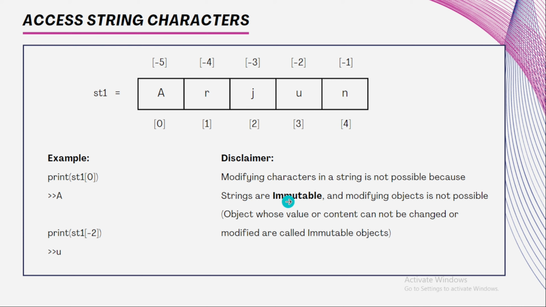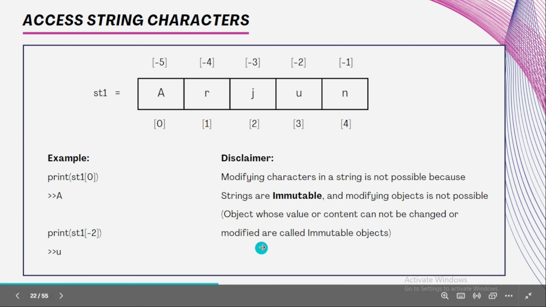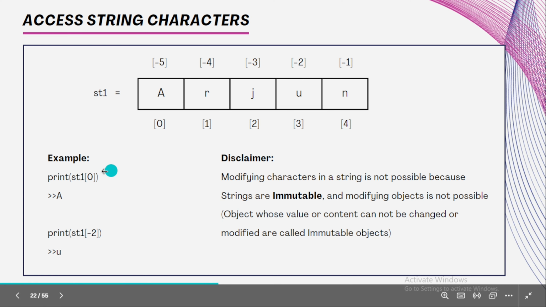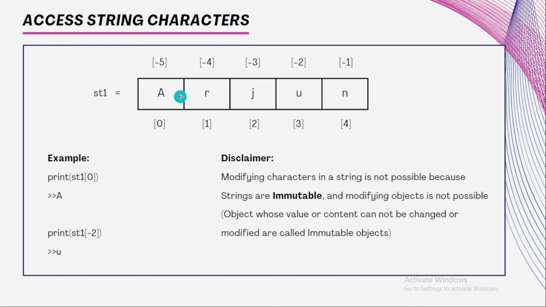The term immutable refers to objects whose values or content cannot be changed or modified; these are called immutable objects. A string is an immutable object because we can access its characters or values with the help of the index value, but we cannot modify its values because they are immutable.